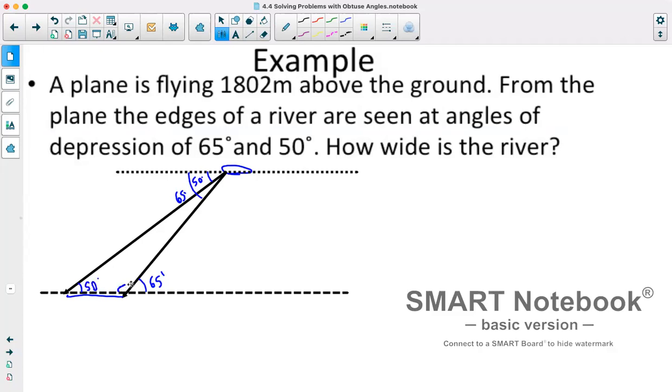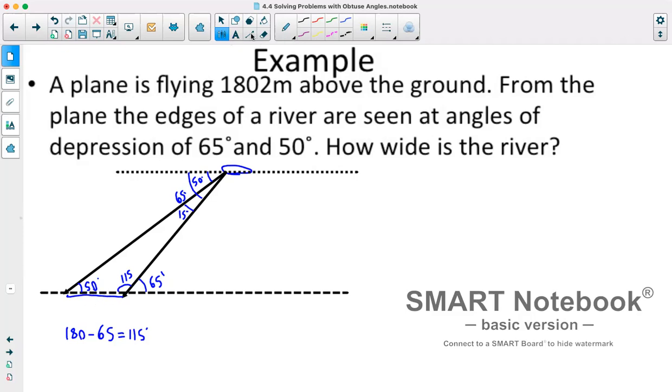Now to figure out this angle here, we can always go 180 minus 65, and that gives us 115 degrees. And we can go 65 minus 50 to get 15 degrees for this angle up here. So we have all three angles of this triangle, but we have no sides. So we need to figure out a side.